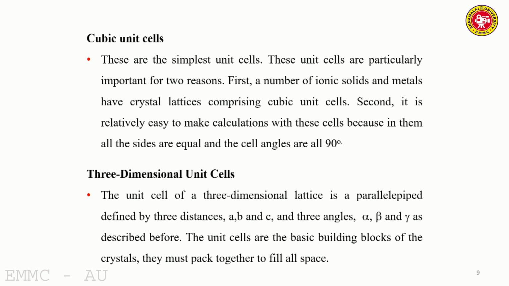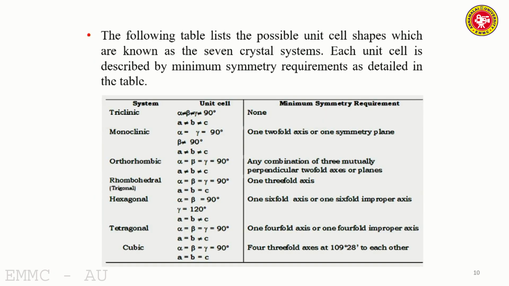Next, the three-dimensional unit cell. The unit cell of the three-dimensional lattice is a parallelepiped defined by three distances a, b and c, and three angles indicated as alpha, beta and gamma as described before. The unit cells are the basic building blocks of crystals. They may pack together to fill all space. The following table lists the possible unit cell shapes, which are known as the 7 crystal systems. Each unit cell is described by minimum symmetry requirements as detailed in the table.